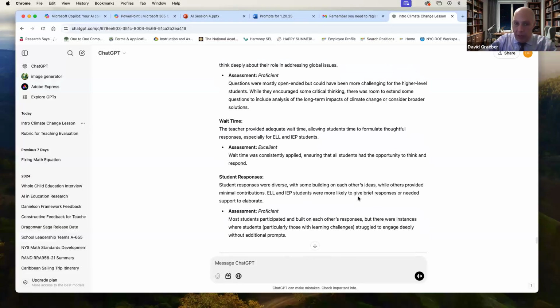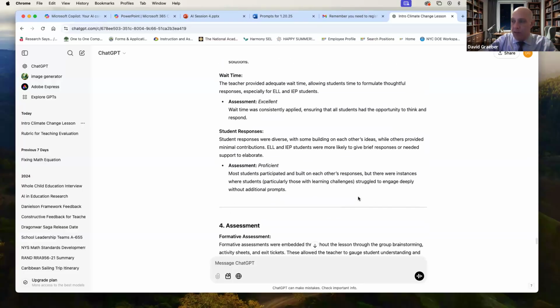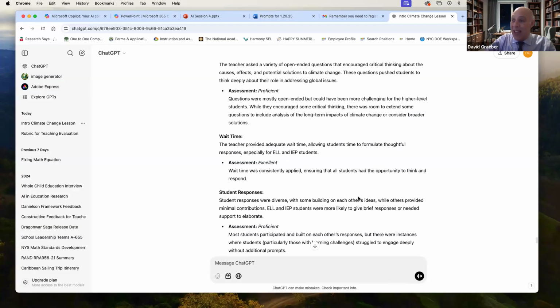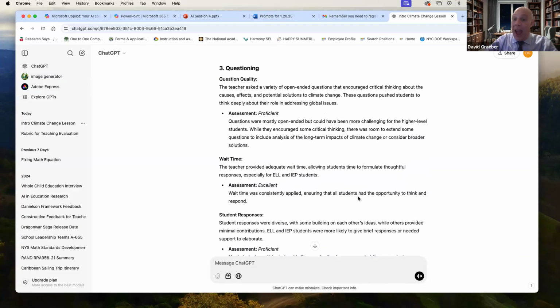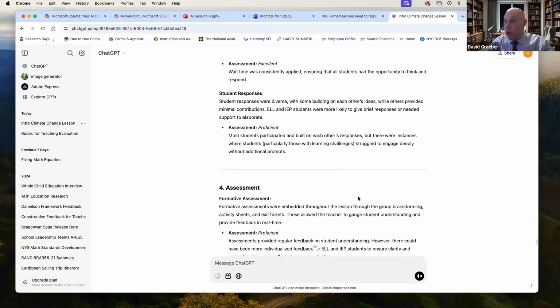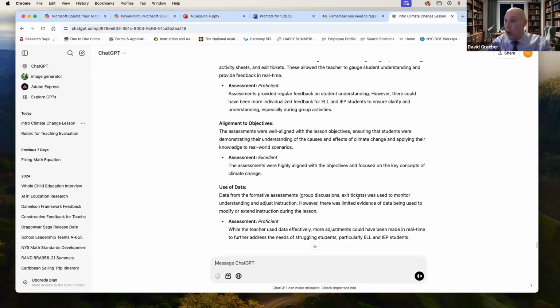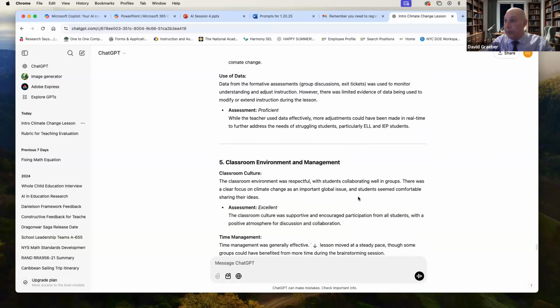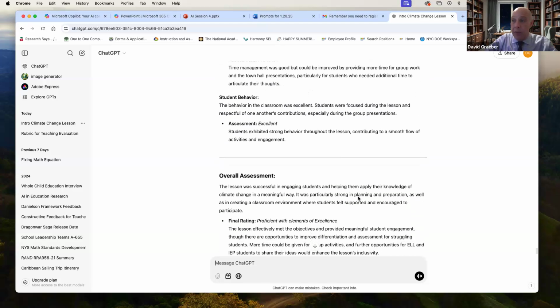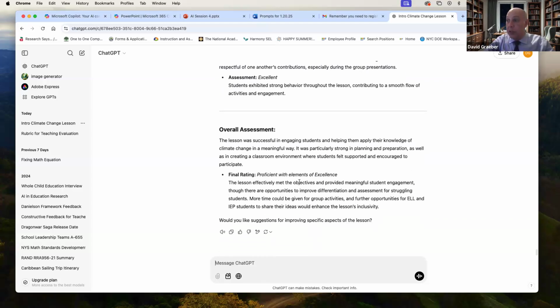So it took the time away from me having to write this, but I still have to go back to make sure it's specific to exactly what I saw and what's written down on the lesson plan paper, right? I have to make sure that all of this is accurate. Now we know, because we developed this together, that it matches, right? Sometimes it won't. So this is proficient with elements of excellence.